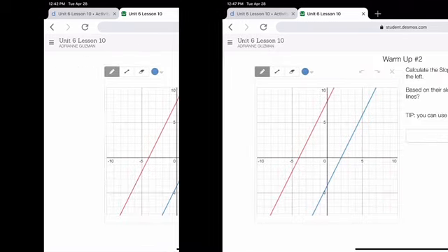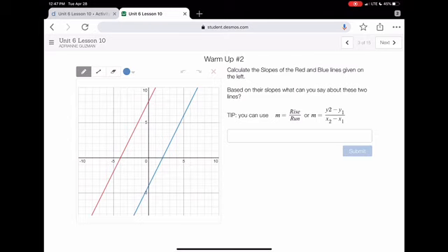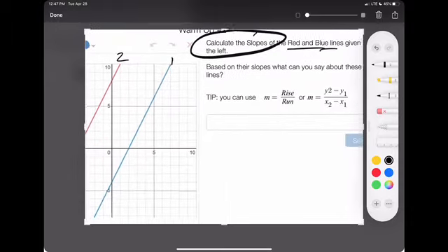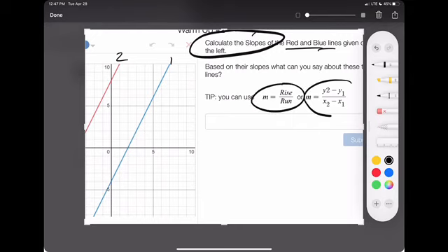All right, so for the warm-up, there are two things here that I'm asking you to do. One is to calculate the slopes of these two lines. So here's one line, here's the other, or the other way, it doesn't matter. There's a couple of ways that you could do that. It says you can use rise over run or use this equation here.